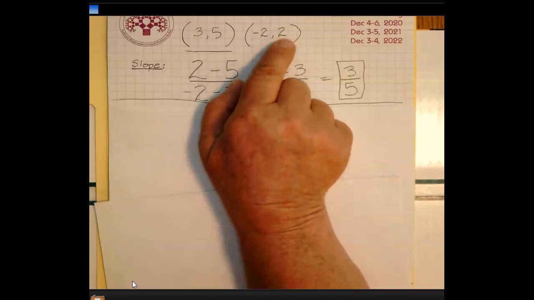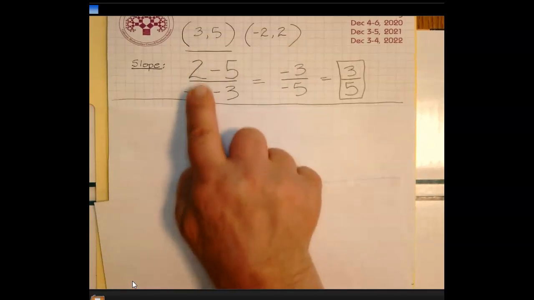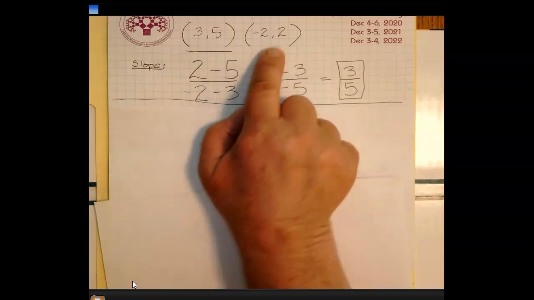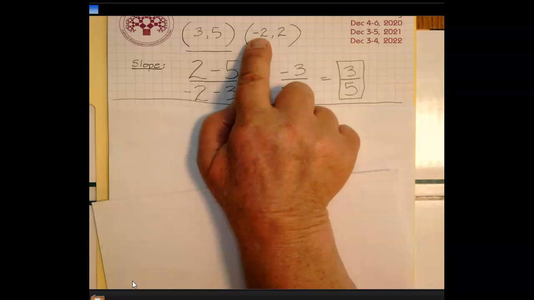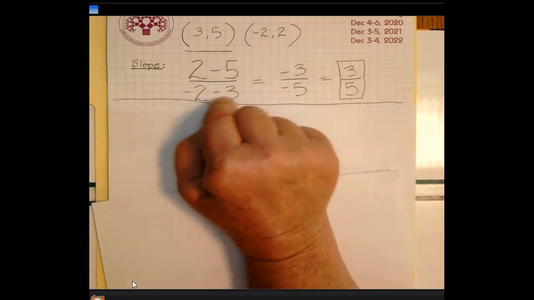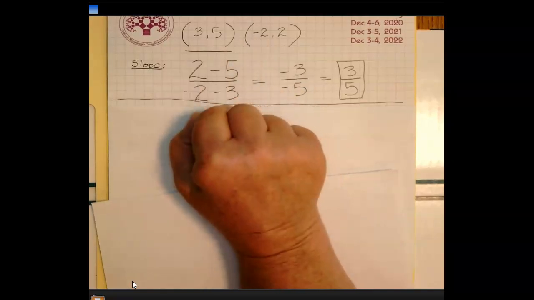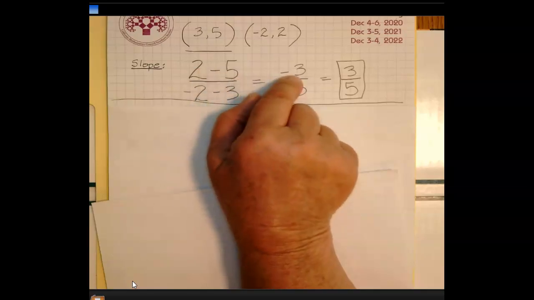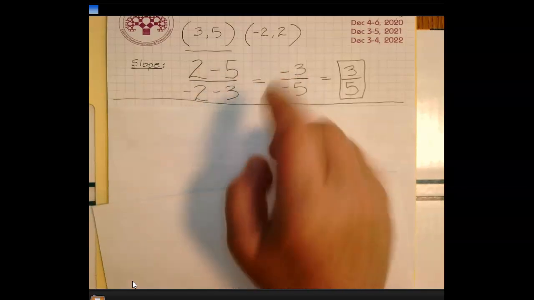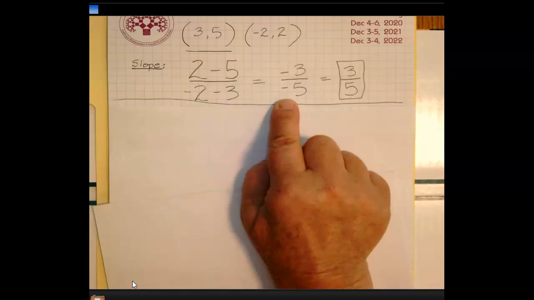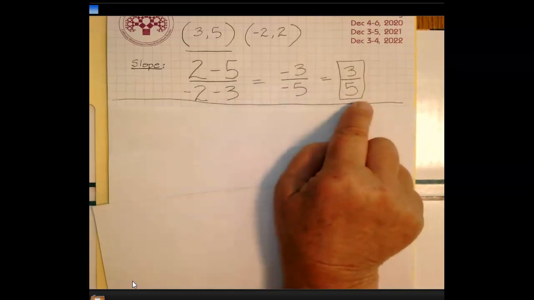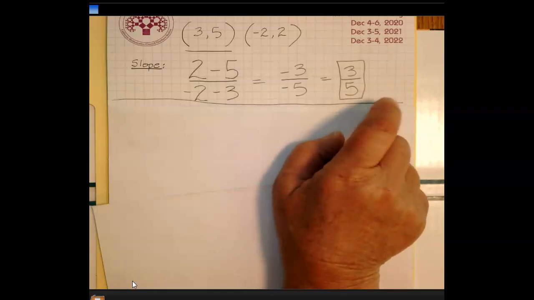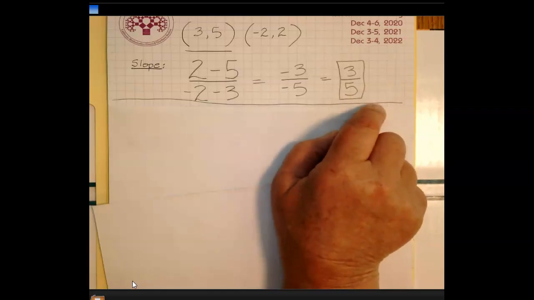Whatever point you start with, in my case, I started with 2. So I've got 2 minus 5, and then I've got negative 2 minus 3. You do this arithmetic, you get negative 3 divided by negative 5. A negative divided by a negative is a positive, so my slope of this line is 3/5.